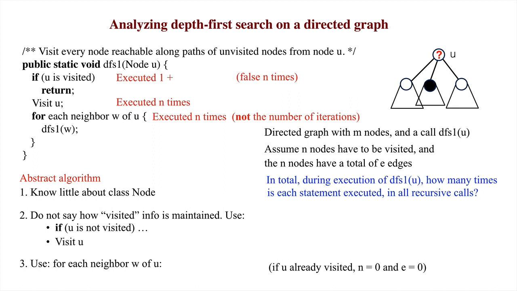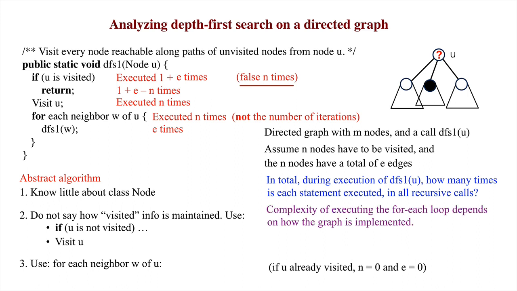That means that a recursive call dfs1(w) is made for every neighbor of every one of the n nodes, which means a total of e times. But then the if statement is executed another e times, once for each recursive call. Since the if condition is false n times, it is true 1 plus e minus n times, so that the return statement is executed 1 plus e minus n times.